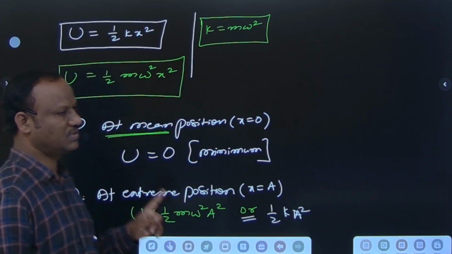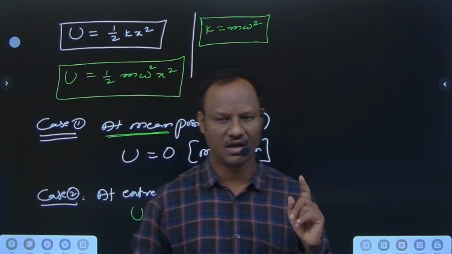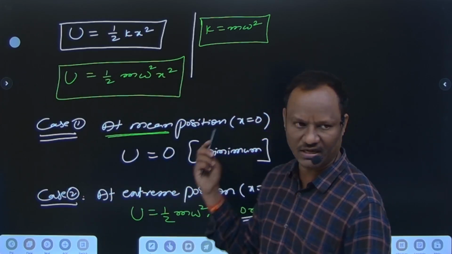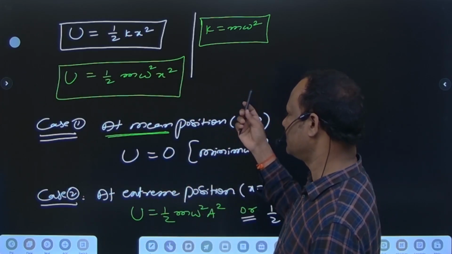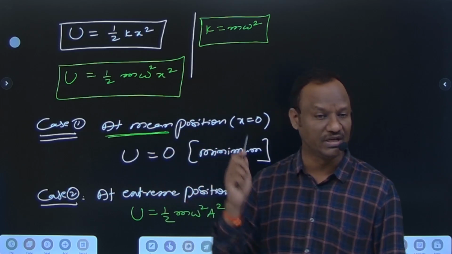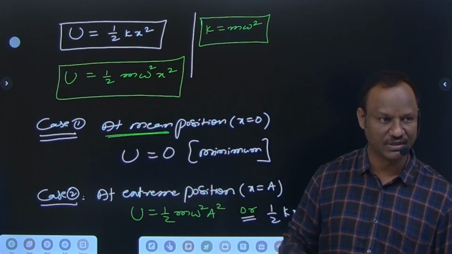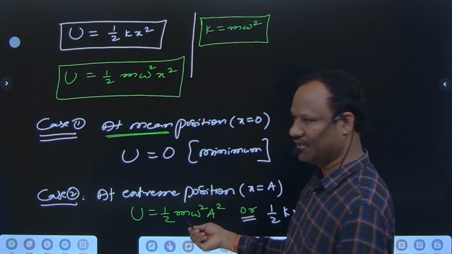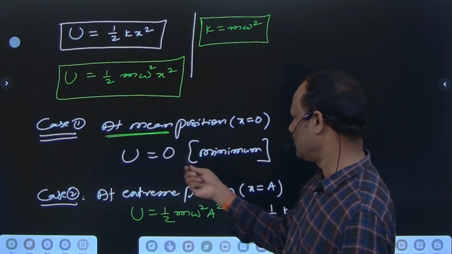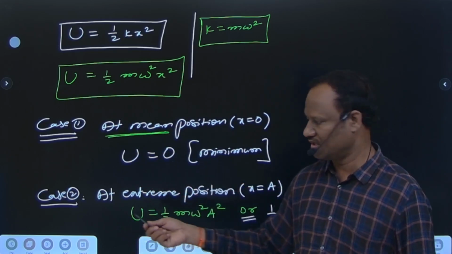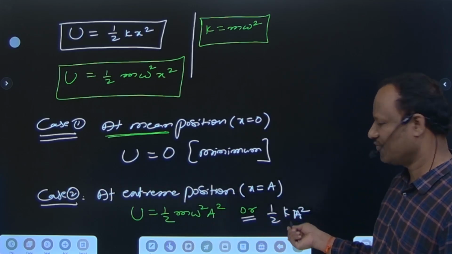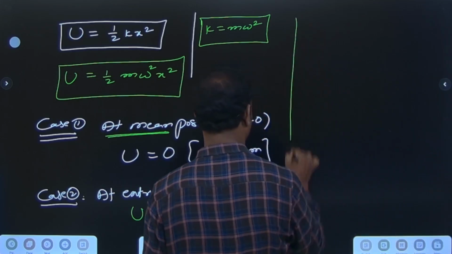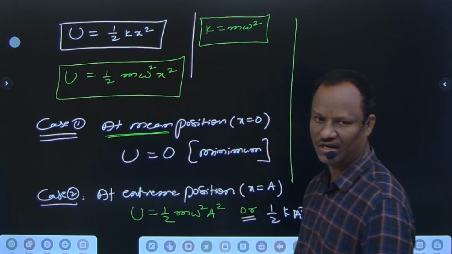So what is the expression for potential energy in the spring? Half k x square, or half m omega square x square. Potential energy is minimum at the mean position and maximum at the extreme position. The minimum potential energy is 0, and the maximum potential energy is half k a square. So this is about potential energy.